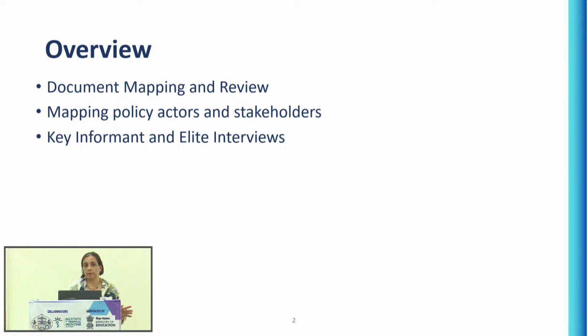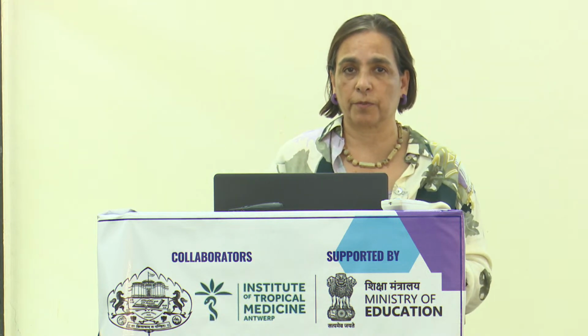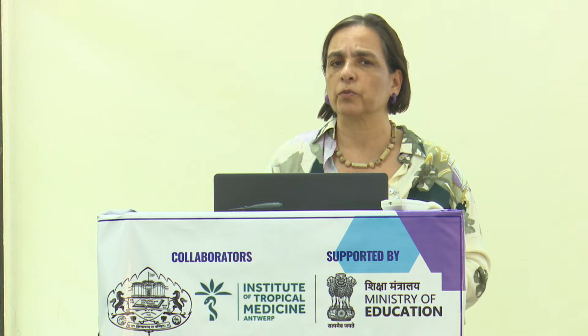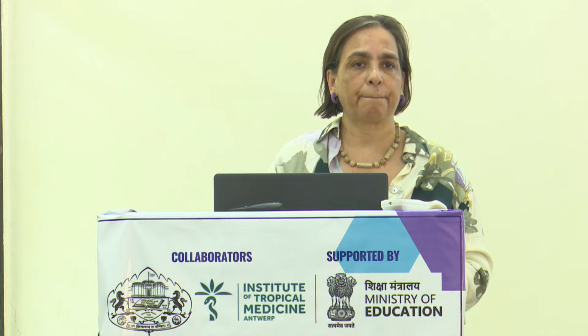So we're going to look at document mapping and review. That's not super exciting because you probably do it on a routine basis anyway. This is probably one of the methods you're most familiar with because it's the most intuitive in some ways. In the course of our studies, we all look at different kinds of documents. Usually we're looking at published literature, but maybe a smaller number of us are looking also at other types of documents. So when I say other types of documents, with respect to health policy and systems research, what do I mean? What other types of documents are worth looking at?